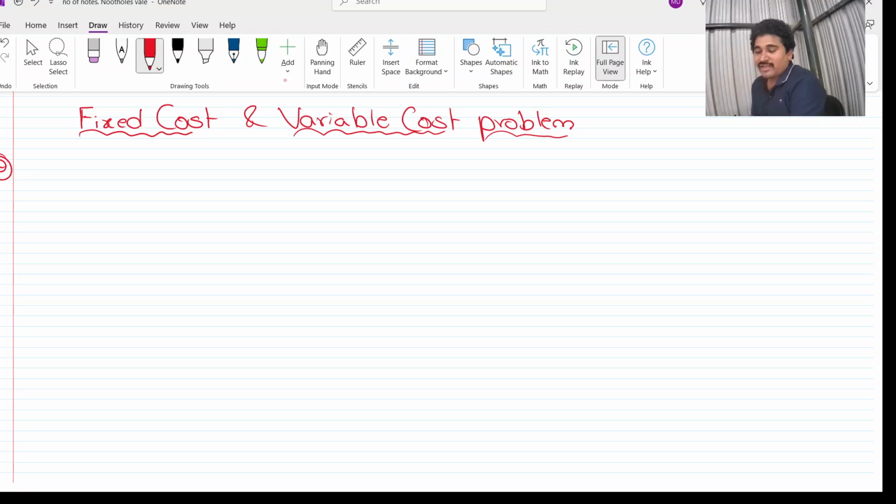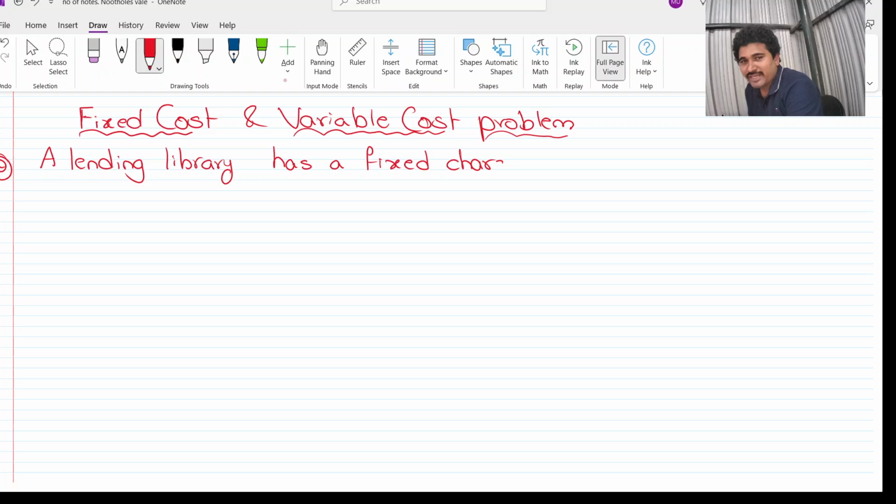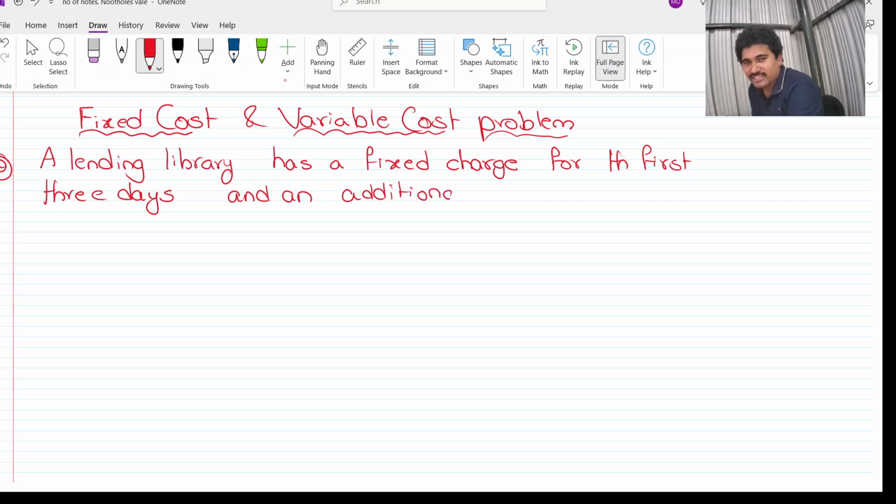Right. A lending library has a fixed charge for the first 3 days, and an additional charge for each day thereafter.